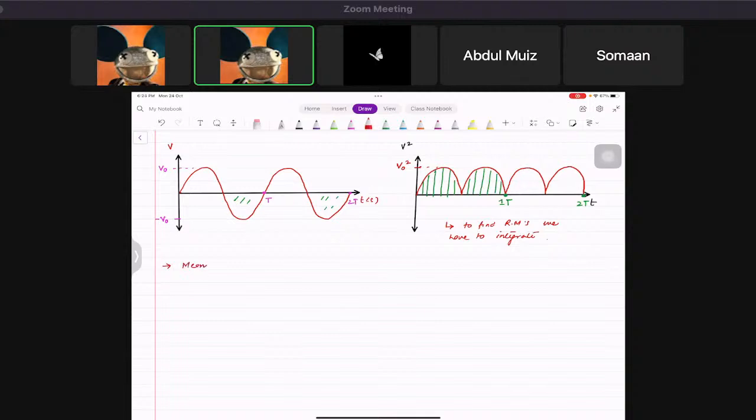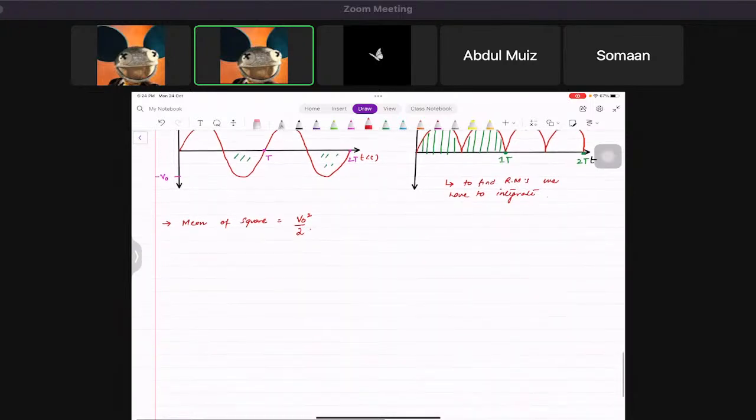However, what we can do is to find the mean square. We take the mean of the square value, so it will be V naught square, and when we take the mean, it will be divided by 2, because we're doing half. This is the mean of square, and to find the RMS value, RMS means root mean square, so we simply take the root of the square values, and that's how we get the RMS value.